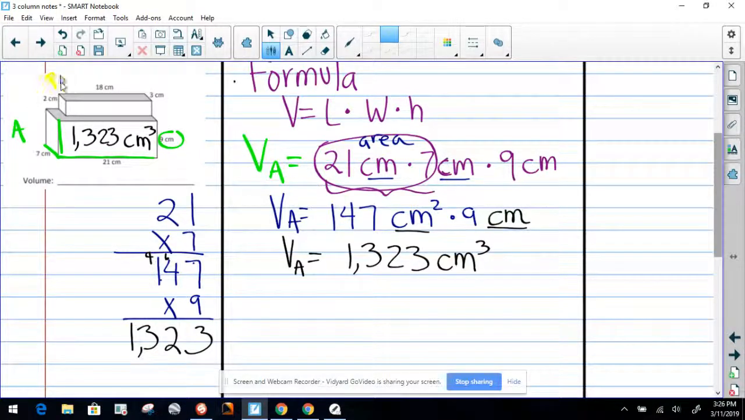Now, I need the volume for this section here, so let's call this one B. Okay, so I know that the length is here. So I'm going to write it over here. It's going to be volume of B. And I'm going to say that the length is 18 centimeters times, so let's look for the width. Oh, look at this. Here is the width right here, my friends. The width is 3 centimeters. And the height is over here, so that's 2 centimeters.